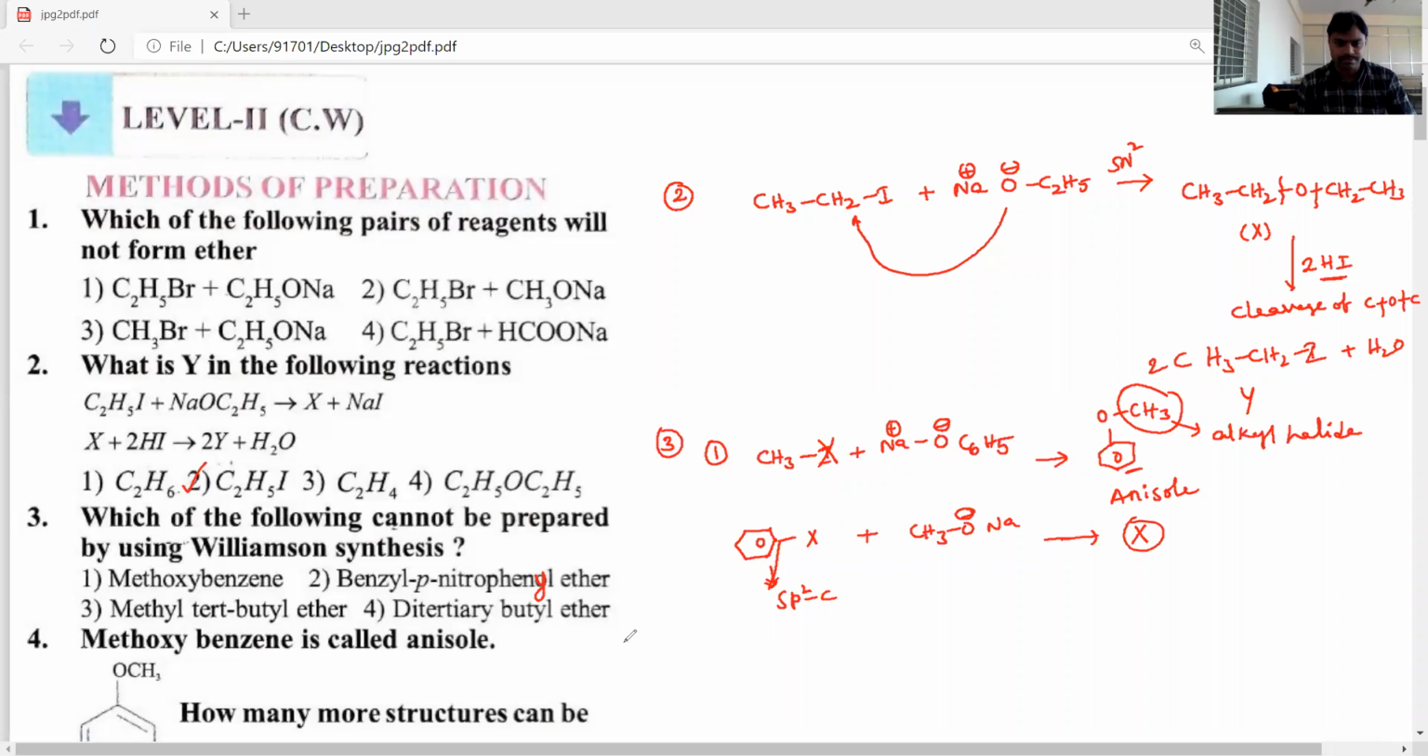Now the second option, let's see. The second option is benzyl paranitrophenyl ether, with a benzyl group C6H5CH2-O-paranitrophenyl. This product is possible by the Williamson ether synthesis, a reaction between benzyl chloride and sodium paranitrophenoxide.